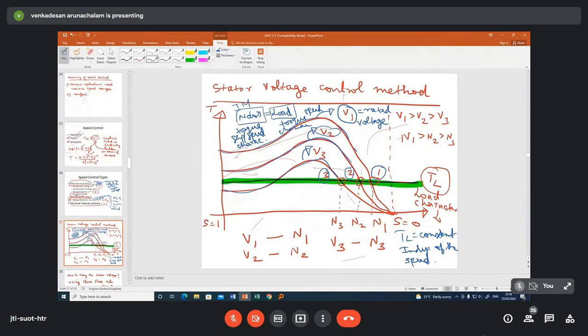So if you consider all those points, then the intersection of load torque with the machine torque in the linear region for various voltage values is here. This is 1, 2, 3. This is the intersection of load torque with the machine torque when the machine is operated with the voltage V1. And operating point 2, that is the operating point of the motor.